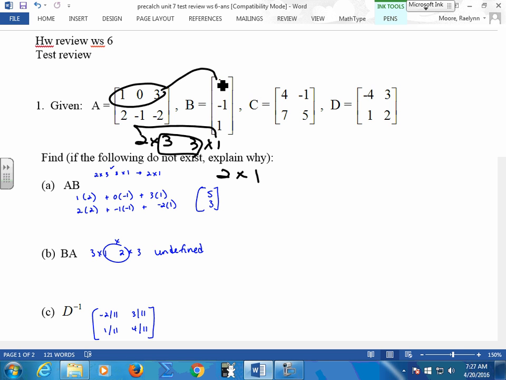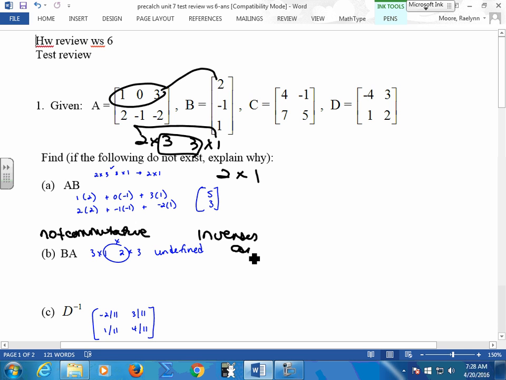If we do B times A, remember these are not commutative. The only time they are commutative is if they are inverses. That's one of our ways to check to see if it's an inverse. It will work both ways. So this one is undefined if we go the other way. B is a 3 by 1, A is a 2 by 3. We can't even attempt to multiply those. We say undefined, no solution.